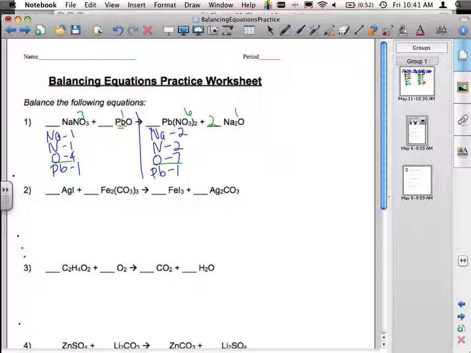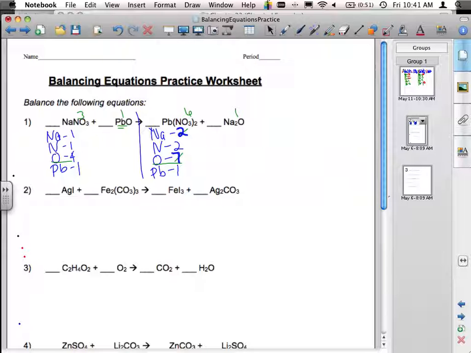When I do that, I'm increasing my sodium to 4 and oxygen to 8. Over here, is there any way that I can get 8 oxygen? I have 3 there and 1 there. No, it's going to be much harder. So your method is not going to work. Okay, so I'm going to go back to my original numbers.